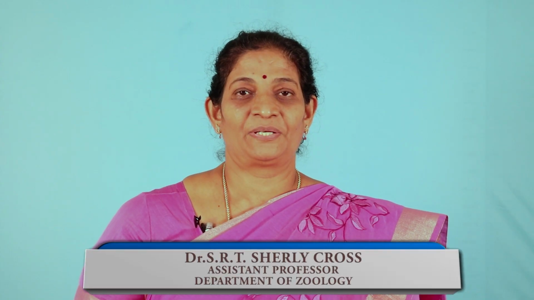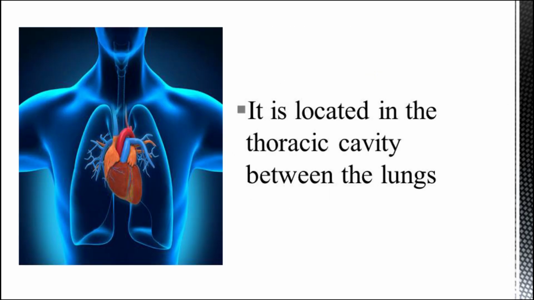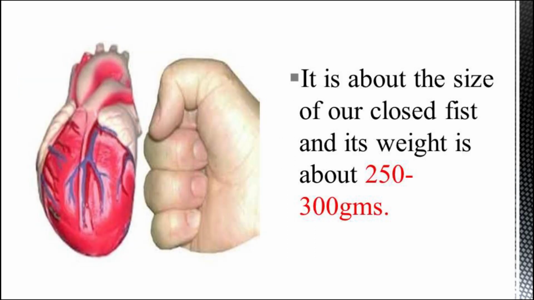Dear friends, today we are going to see about the structure of the human heart. The human heart is a conical, hollow, muscular pumping organ that pumps blood throughout the body by a circulatory system. The heart is located in the thoracic cavity between the lungs. It is about the size of our closed fist and its weight is about 250 to 300 grams.